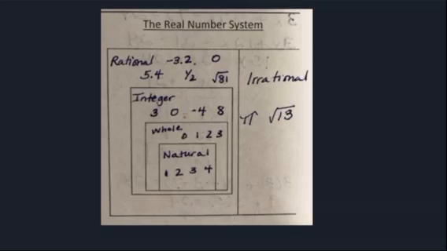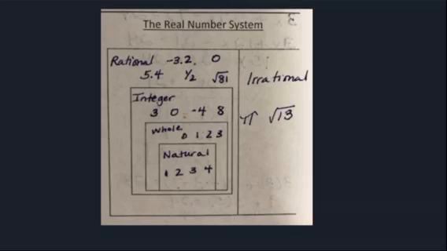Then when we get to integers, we're adding negative numbers. So you notice every single time we're going to the next box, we're moving to the left of our number line. So we started with 1, 2, 3, 4, and then with whole numbers we add a 0. And then integers, we start adding negative numbers. So those are all positive and negative whole numbers.